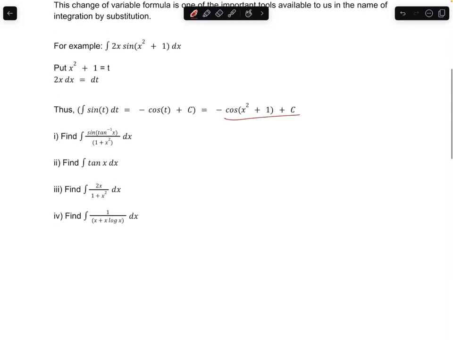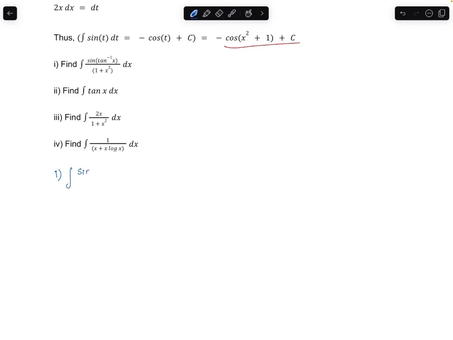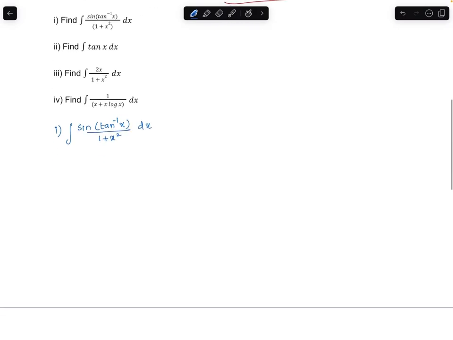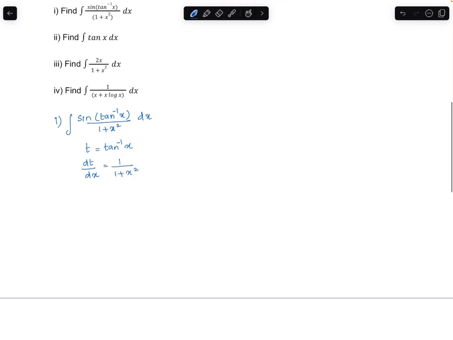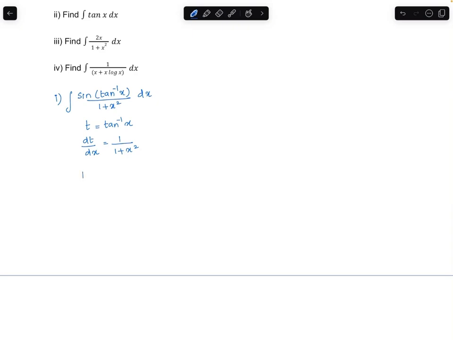Question 1. Find integral sine of tan inverse x upon 1 plus x square dx. Let's take tan inverse x as t. Differentiating this with respect to x, we get dt upon dx is equal to 1 by 1 plus x square. So 1 plus x square times dt is equal to dx.